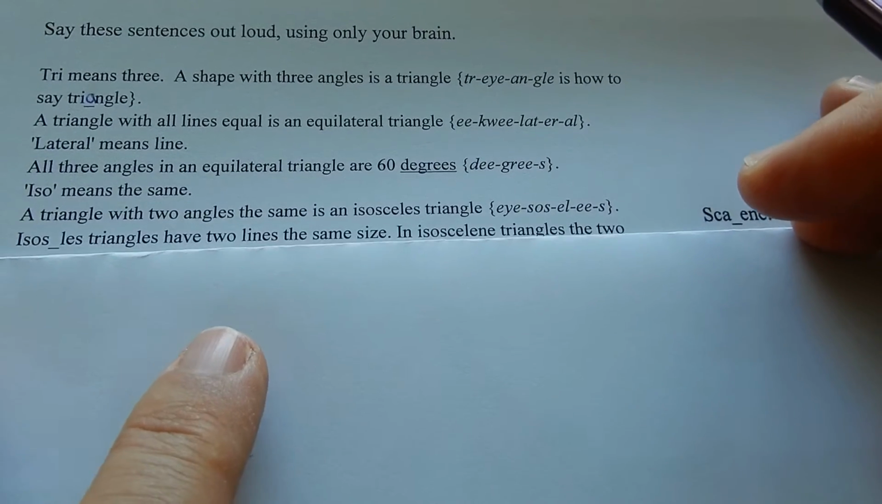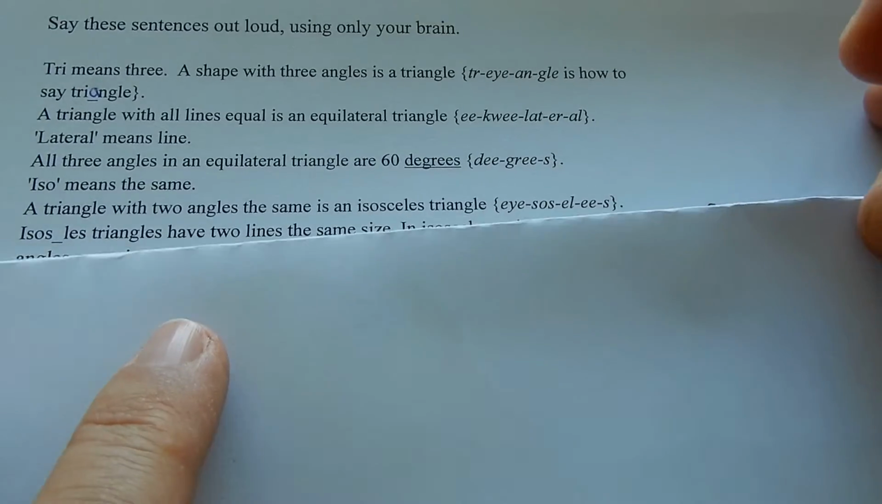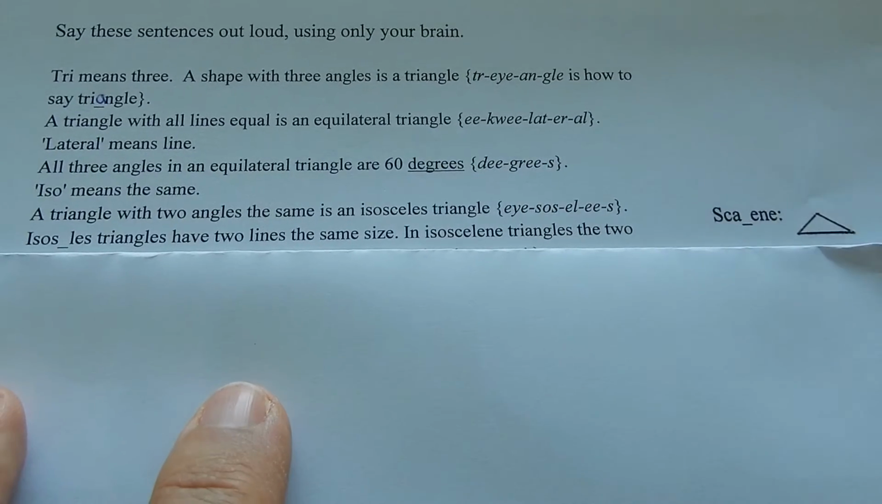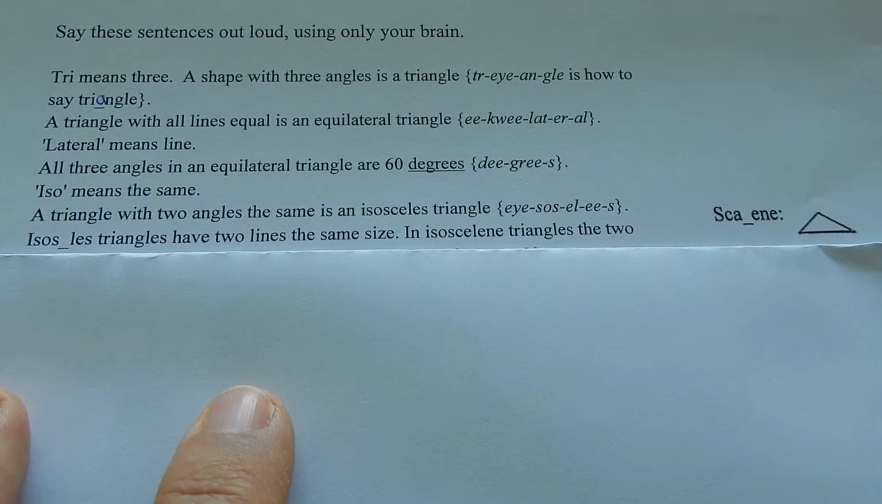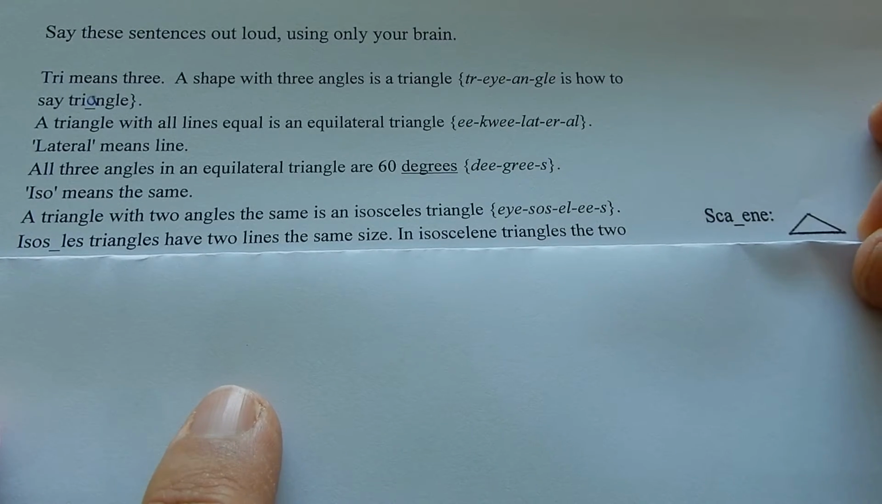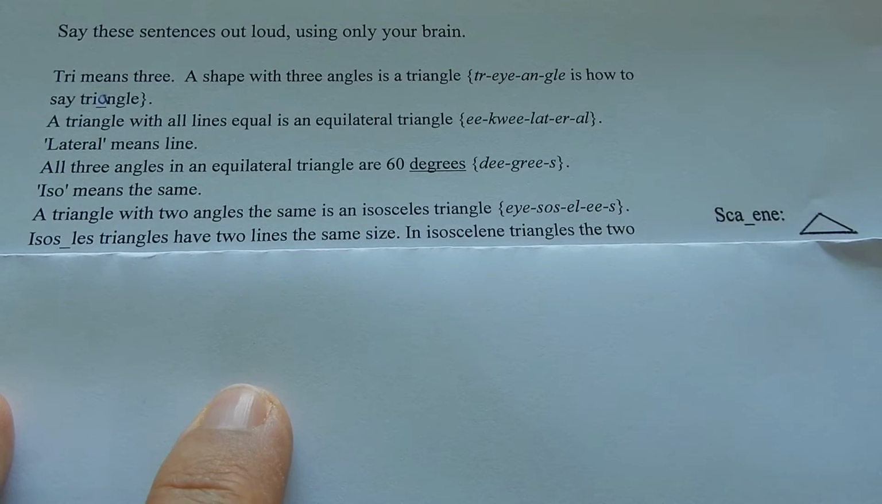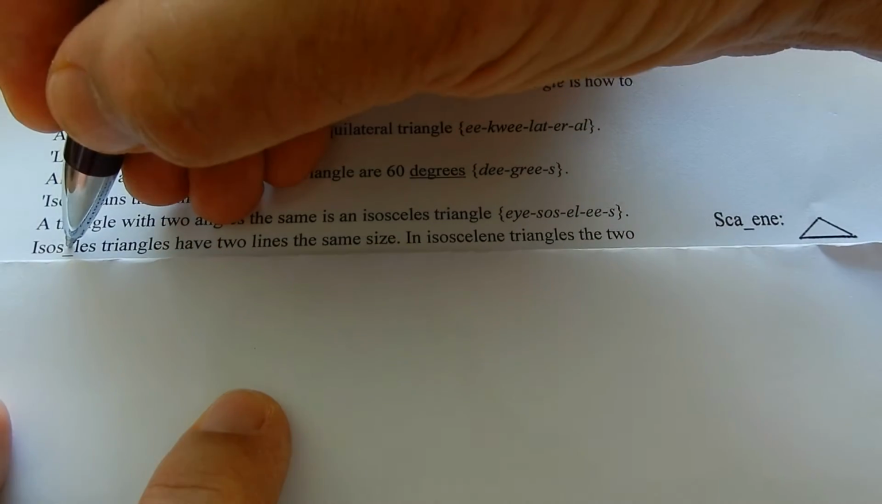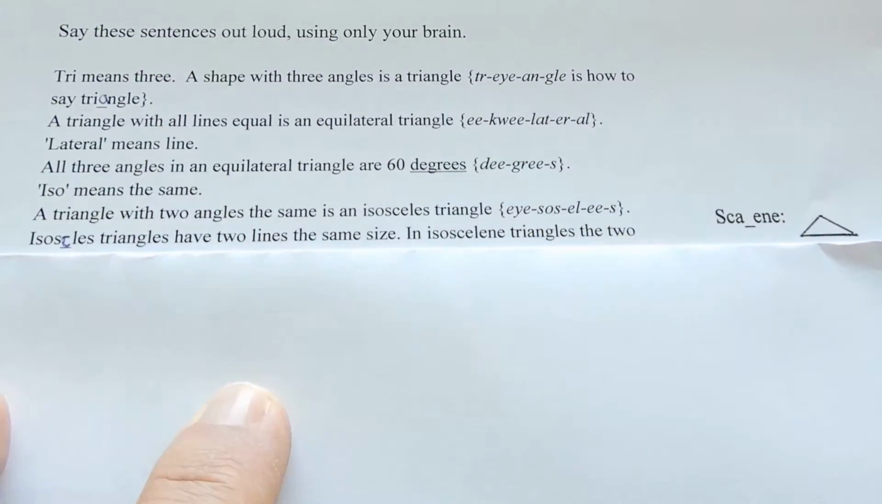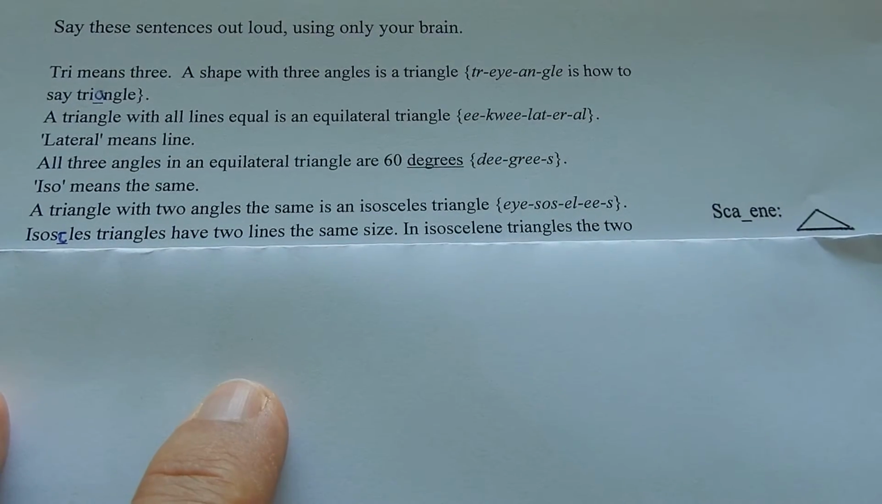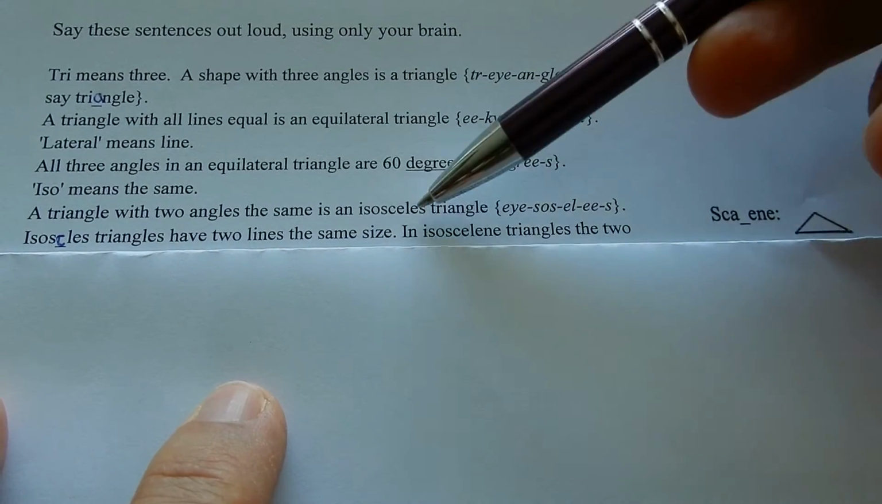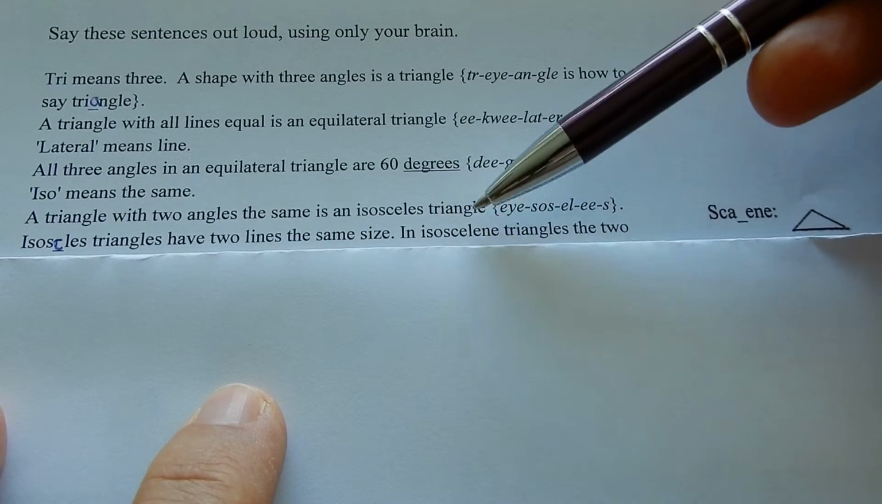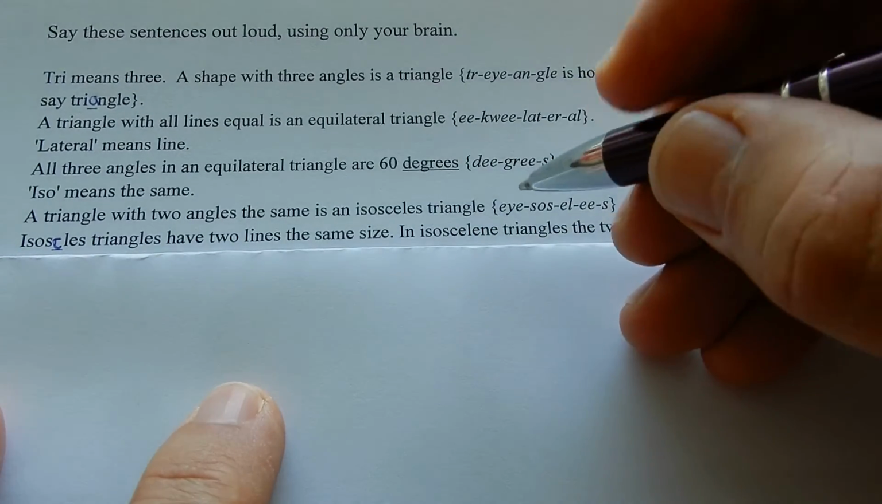Isosceles triangle. Isosceles triangles have two lines the same size. When they've got two angles the same size, they have two lines the same size. Isosceles, SC, just like the word scissor, there's an S sound spelled SC. In isosceles, there should be an S.